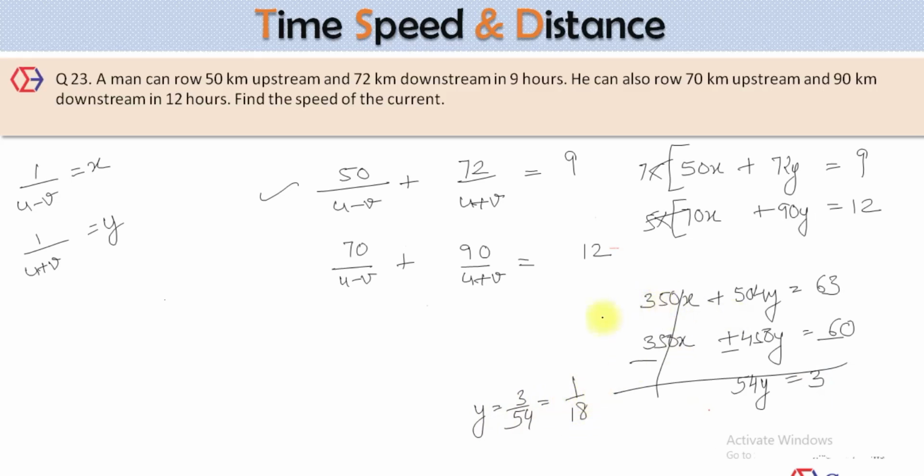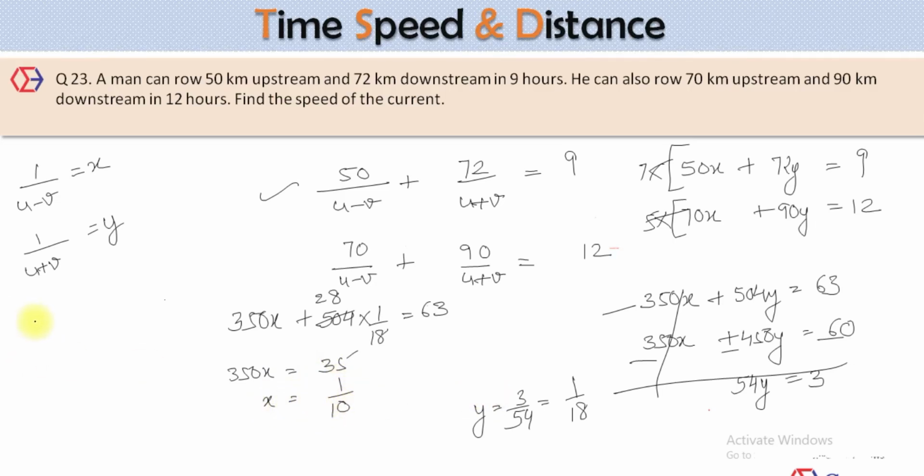When you put the value of y here, you will get the value of x. Let's solve it for x. 350x plus 504 into y, and the y is 1 by 18, is equal to 63. Can I cancel out 504 by 18? 18 into 2 will give you 36. Then you will get 144. 144 means 18 into 8. So 350x is equal to 63 minus 28, that is 35. So x becomes 1 by 10.